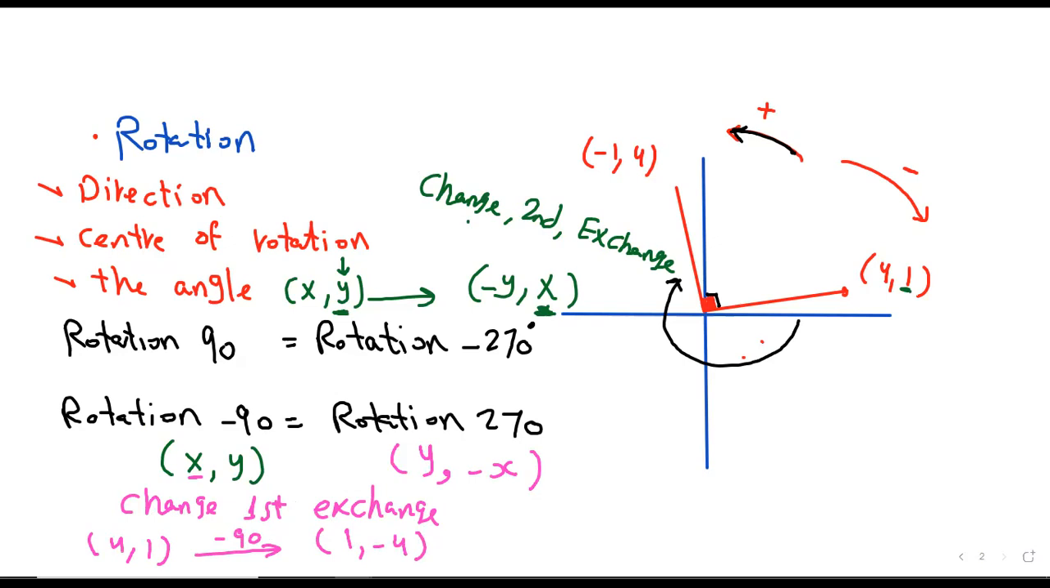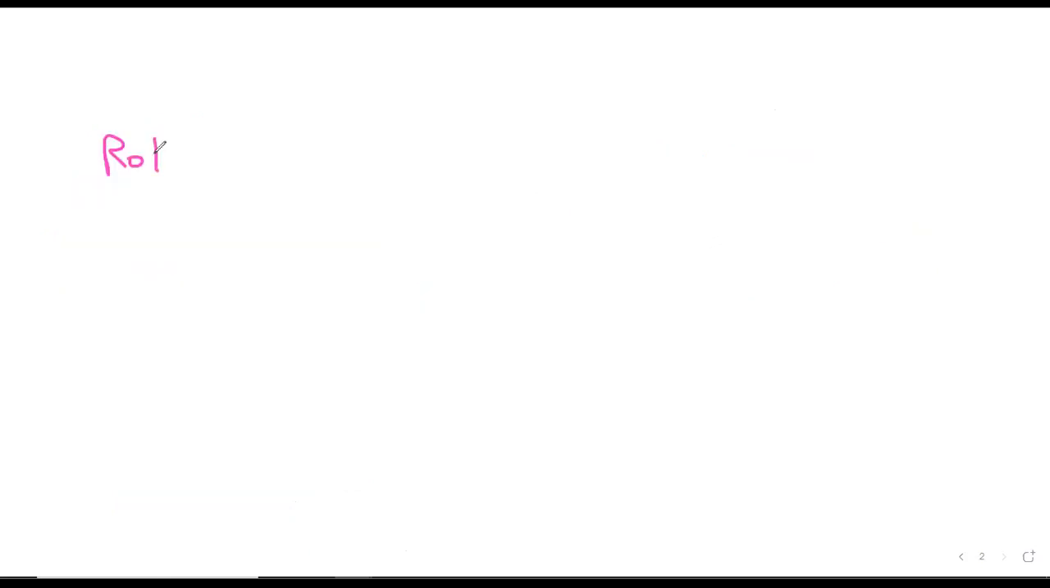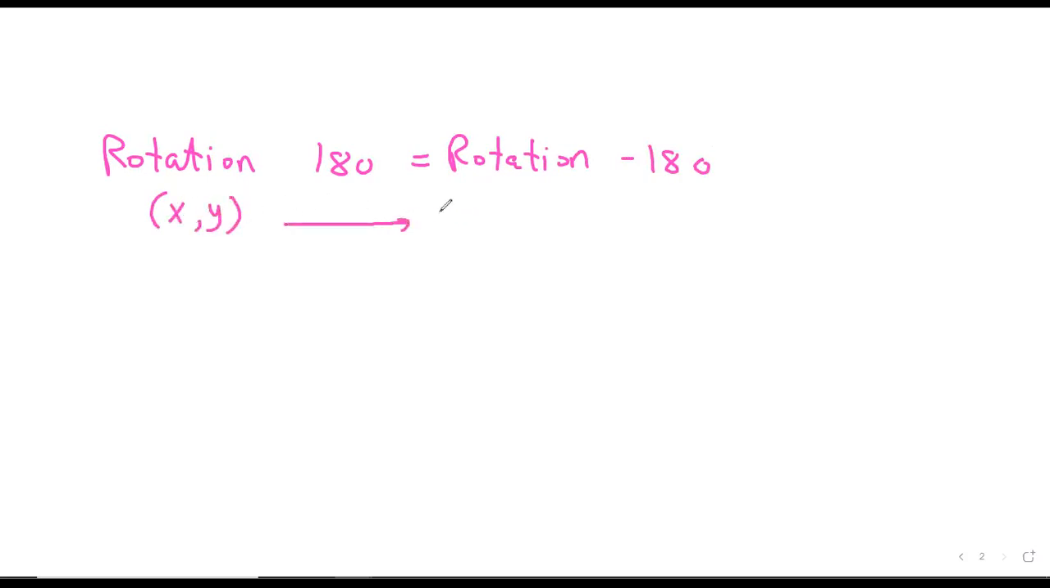When it comes to rotation 180, rotation 180 is equivalent to rotation negative 180. You will change the sign of both x and y. x and y will be negative x and negative y. Again, rotation 180 is the same as rotation negative 180, just change the sign of x and y.